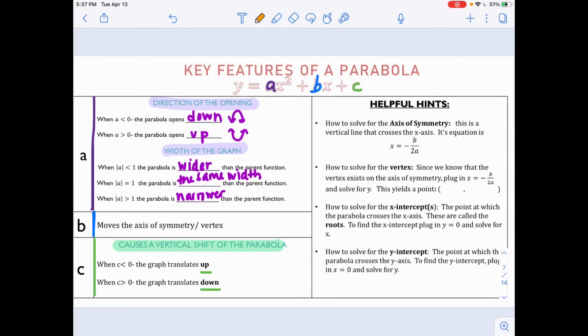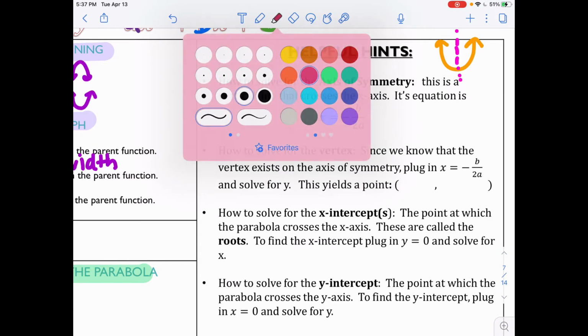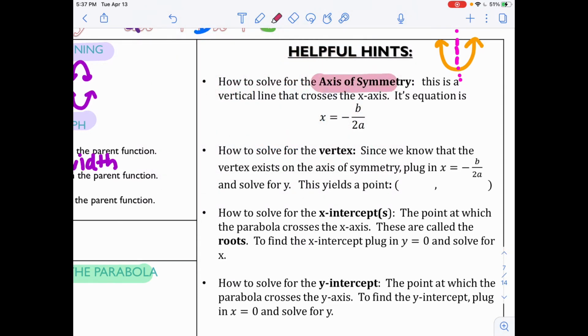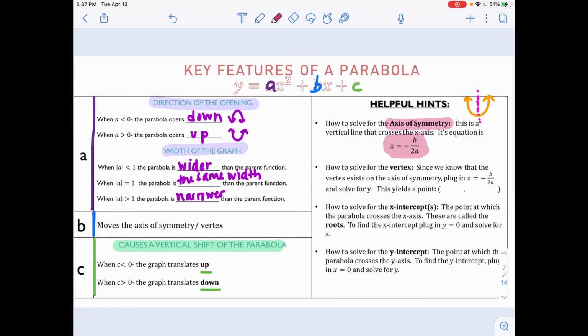So the first thing that I'm going to talk about is how to solve for the axis of symmetry. Now, we know if we have a parabola, we do have a line that goes down the center of my parabola, splitting it in half, and that is called our axis of symmetry. That's the vertical line that crosses the x-axis. The equation to find the axis of symmetry is x equals negative b over 2a. So that's a really important equation to know.